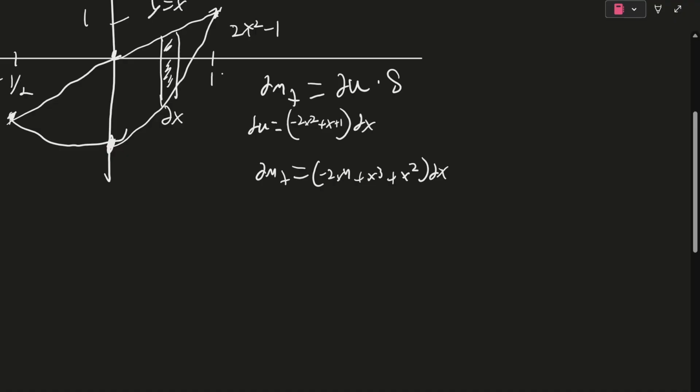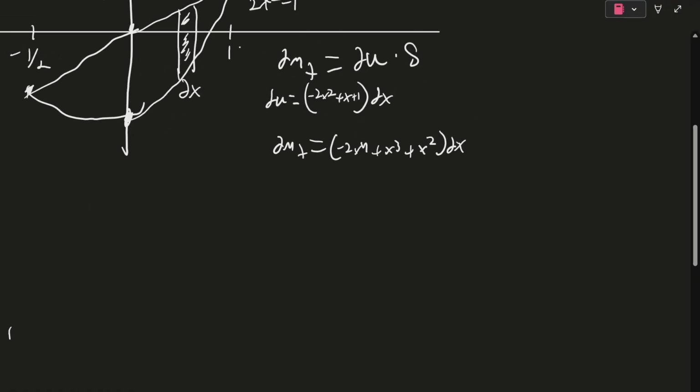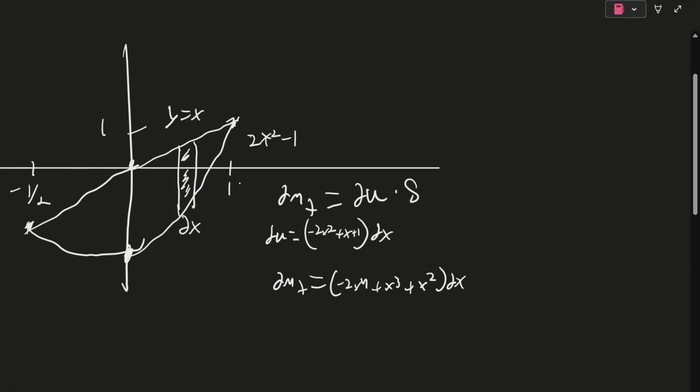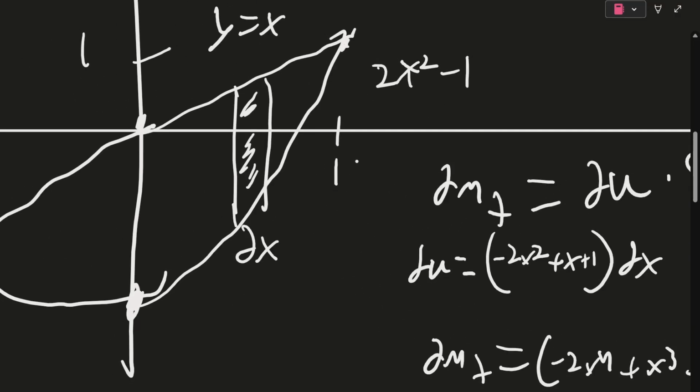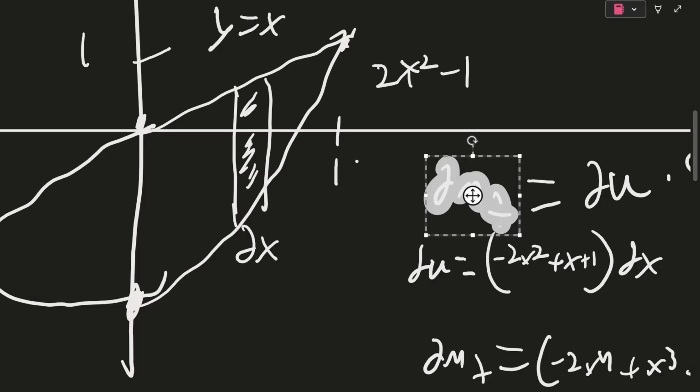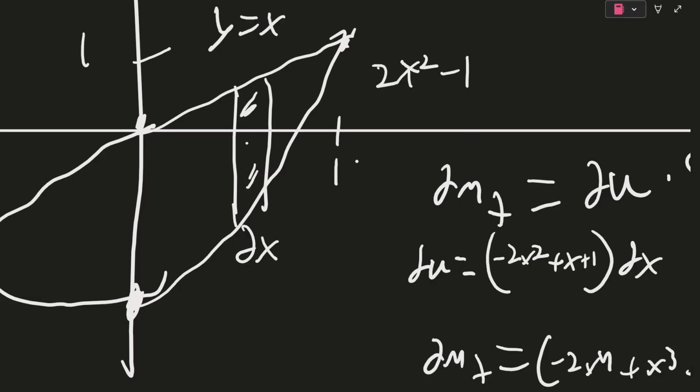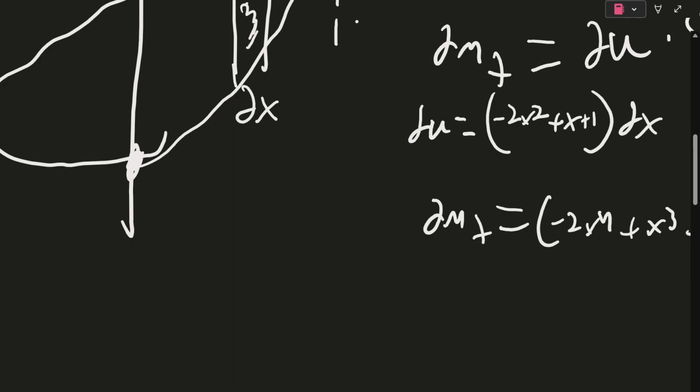Alright, so now we need to find our average x and our average y value. We made a vertical strip which only has a width of dx. So our average x value in this little strip is just going to be x, because it's an infinitely small strip.